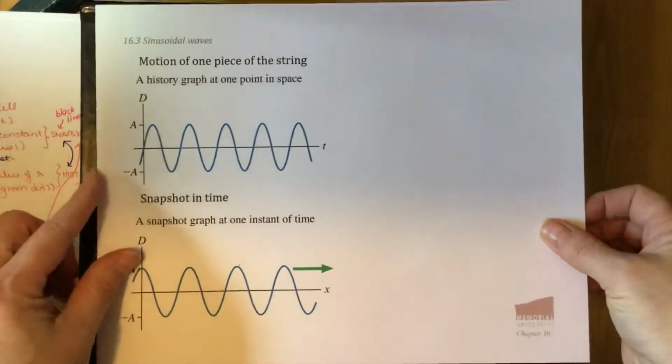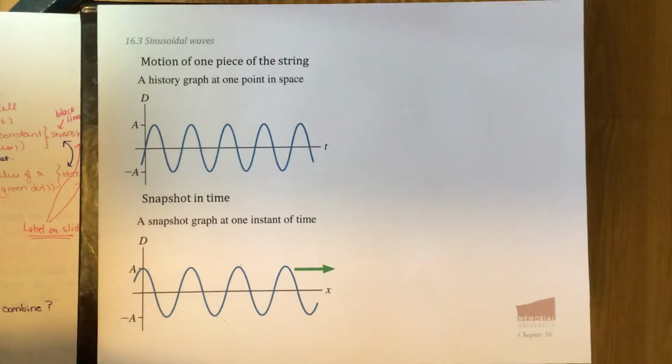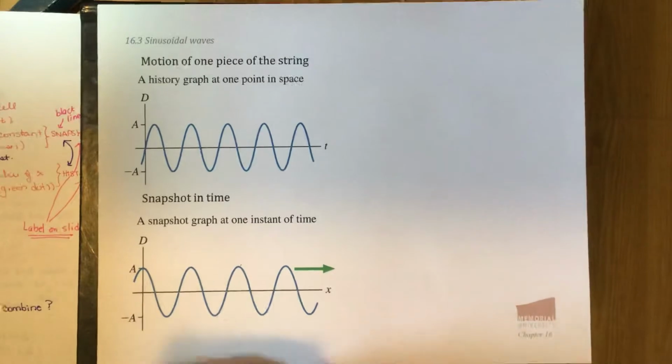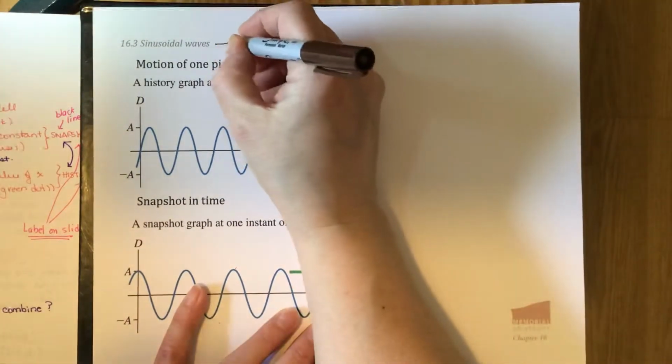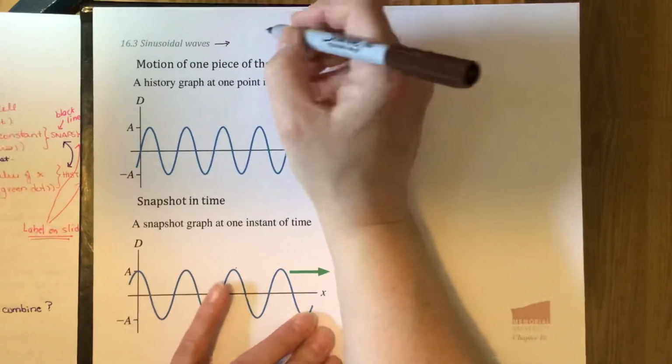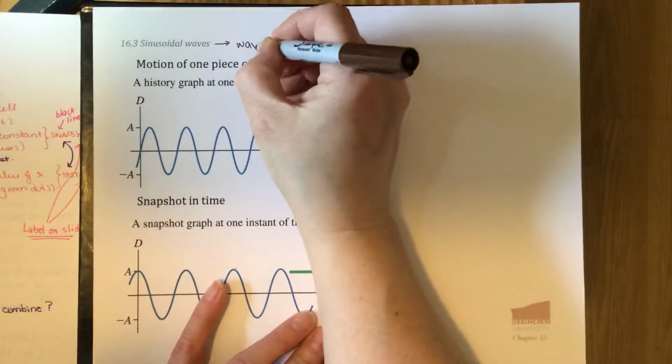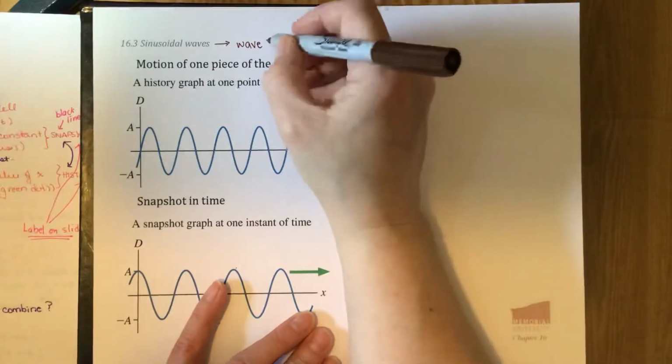Two kinds of sinusoidal waves which are really important to life as a whole are sound waves and light waves. Both of those are sinusoidal, and we use those to take in a lot of information about our world. So those are really important to study and to be able to understand. Okay, so we're going to look at sinusoidal waves, and a sinusoidal wave is just a wave made by a sinusoidal oscillation.